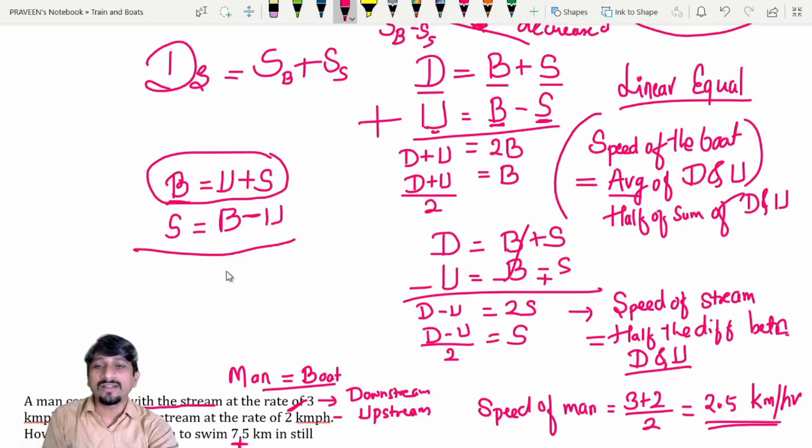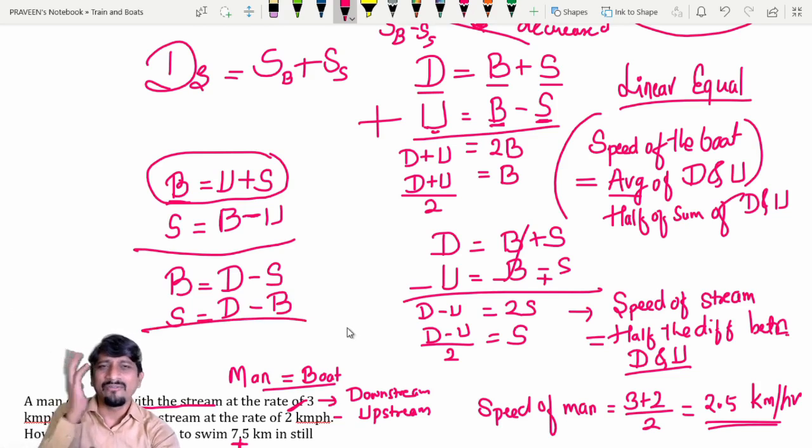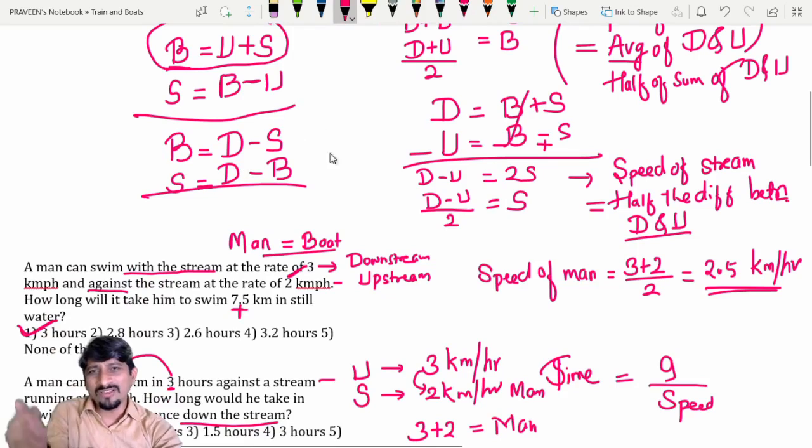Same way, let us also understand the other things. In case of downstream, the speed of the boat will be what? The boat speed will be downstream speed minus speed of the stream. Same way, the speed of the stream will be downstream speed minus speed of the boat. This you have to remember. This is very logical, we'll be able to remember. Even if you try to do it as a formula, it is difficult.